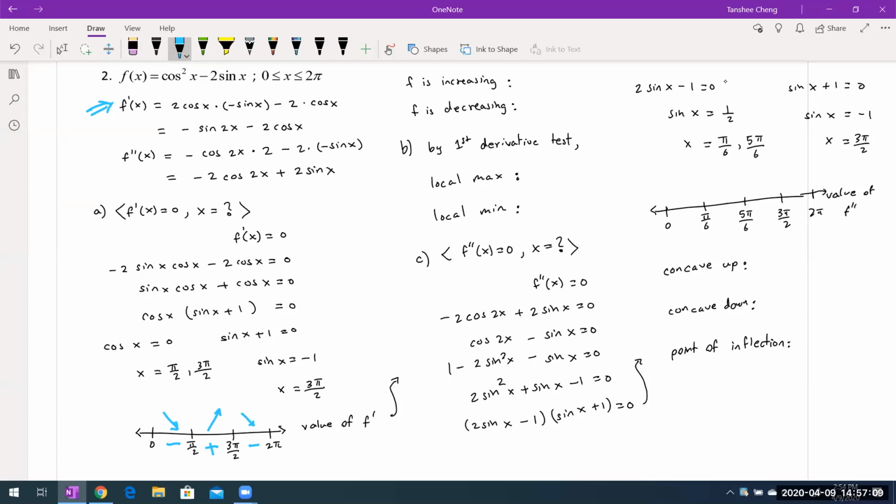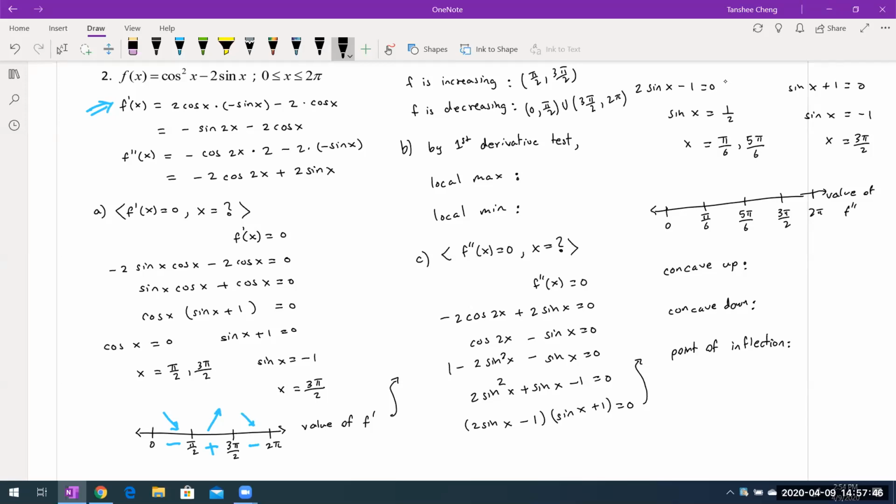So after we substitute the values, from 0 to pi over 2 and 3 pi over 2 to 2 pi, the function is decreasing, and the function is increasing from pi over 2 to 3 pi over 2. So therefore, for part A, the answer is increasing from pi over 2 to 3 pi over 2, and decreasing from 0 to pi over 2, union with 3 pi over 2 to 2 pi.